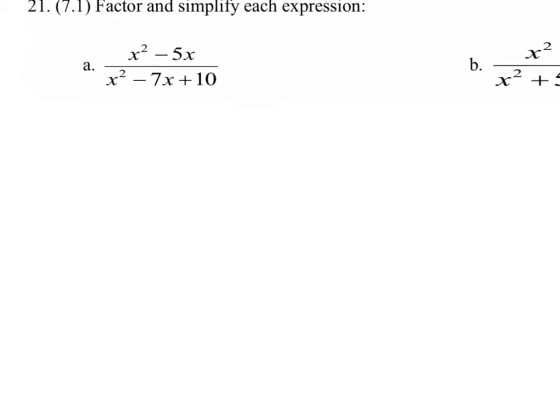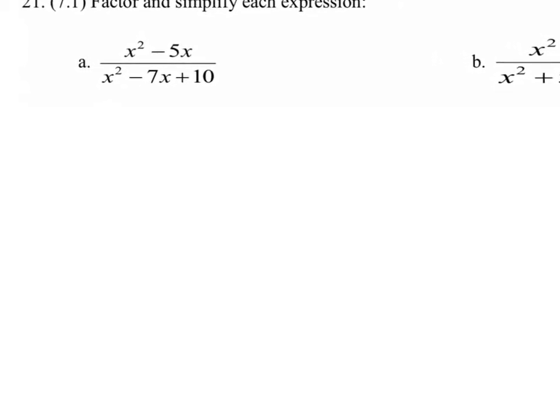So if we look at example A, to factor the top and bottom, on the top we can factor out a greatest common factor of x. We are left with x minus 5. And if we factor the bottom, we have x squared is x and x. Things that multiply to 10 and combine to 7 are 5 and 2. We have same signs in order to multiply to a positive 10, and both are negative.